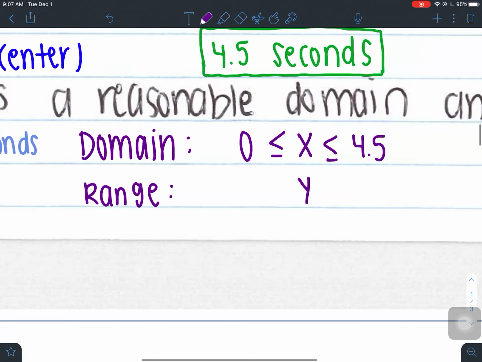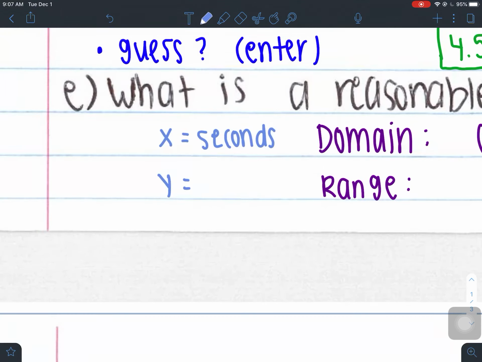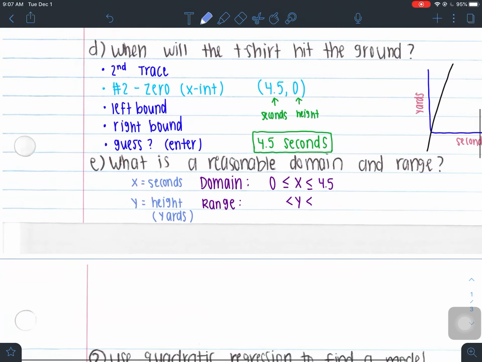Now, range is your y value. So that's going to be your y, and you're always going to have less than signs because we're with inequalities right now. Okay, range in this problem is your y values. Well, what is y in this problem? Your y in this problem is the height. So we'll go ahead and make that height here, or also known as your yards. Okay, your height in yards.